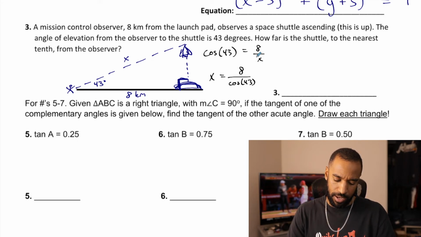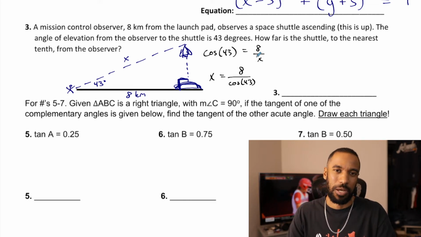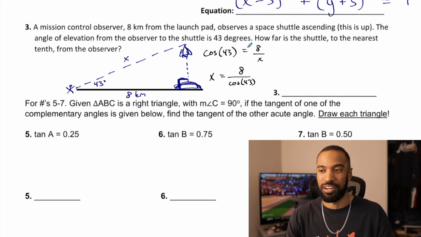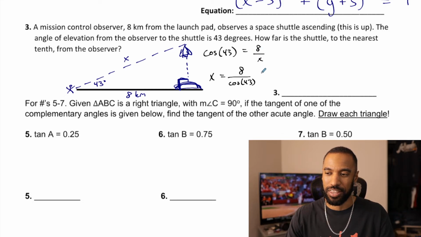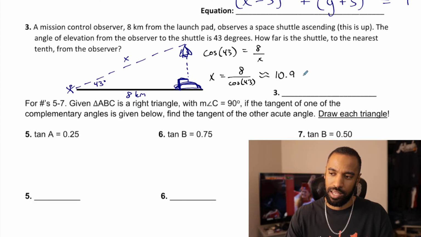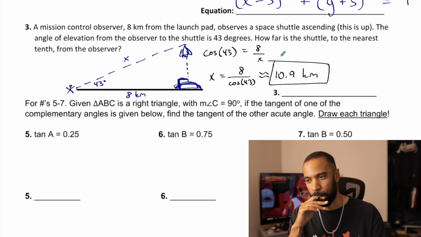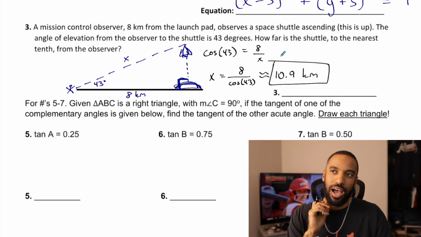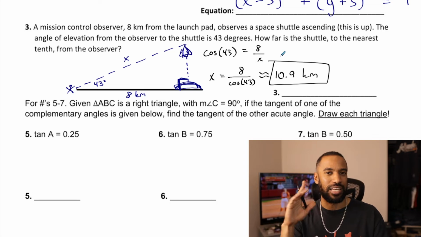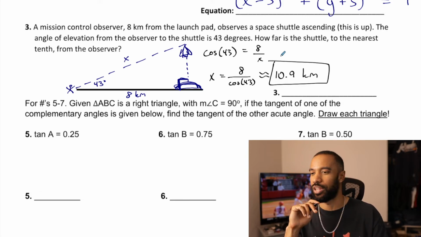8 divided by cosine of 43. It'll be 10 point something. 10.9, close to 11. Why did I say 110? I was thinking of 80 instead of 8. I'm sorry. To the nearest tenth, so 10.9 kilometers. 10.9 kilometers right there. Oh, I know why I said it. Square root of 2 is around 1.4. So to do 8 times 1.4, I was trying to do 8 times 14. That's why. All right, 10.9 kilometers.